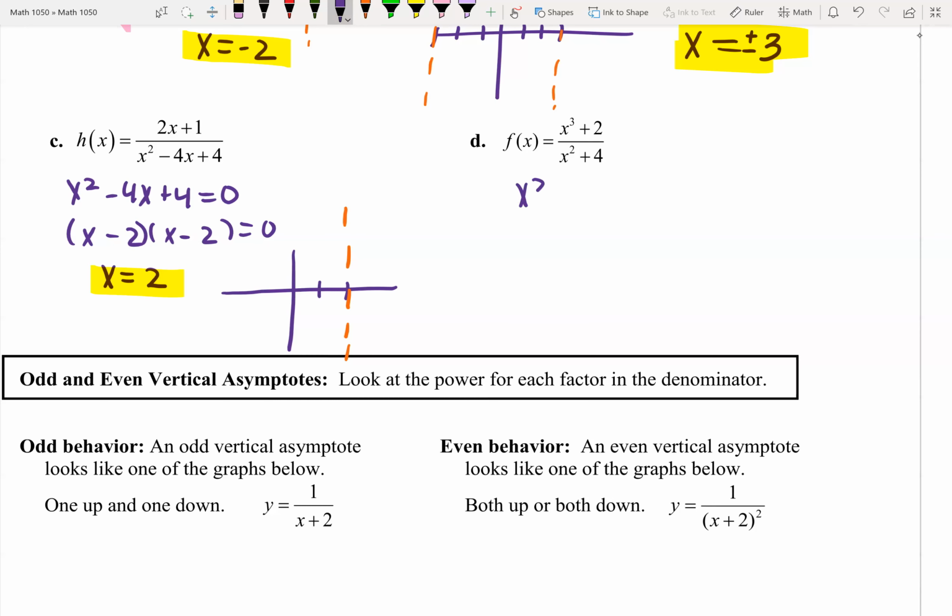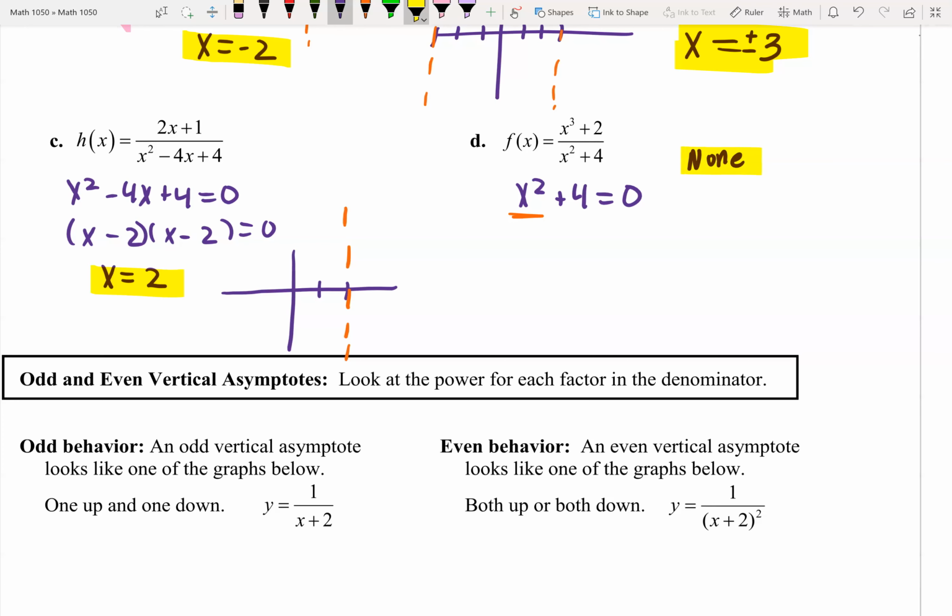Okay, question D. Find the vertical asymptote. Everybody go x squared plus 4 equals 0. I can tell right now that it's not going to work out. How can I tell? Because the only way that x squared plus 4 is 0 is if x squared was negative 4. Negative 4 plus 4 is 0, right? Can something squared give me a negative? No. So is it going to work out? No. So I know my vertical asymptote is going to be none.